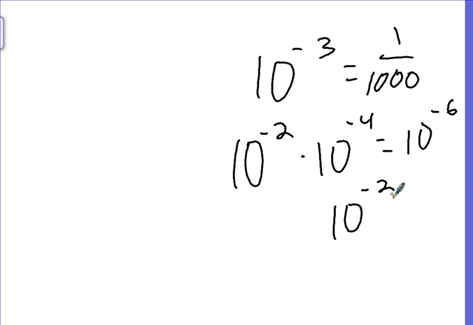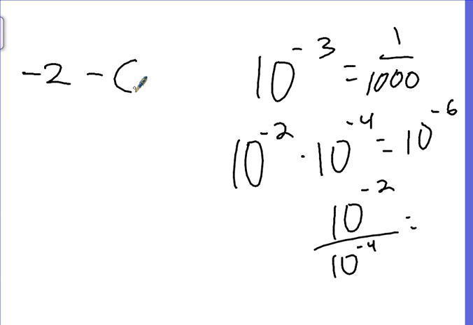Now let's divide the same ones. 10 to the negative second divided by 10 to the negative fourth. What do you think that equals? Good try. What do you do when we divide exponents? What did we say we did at the very beginning of today, in the review part? We said that we subtract them.